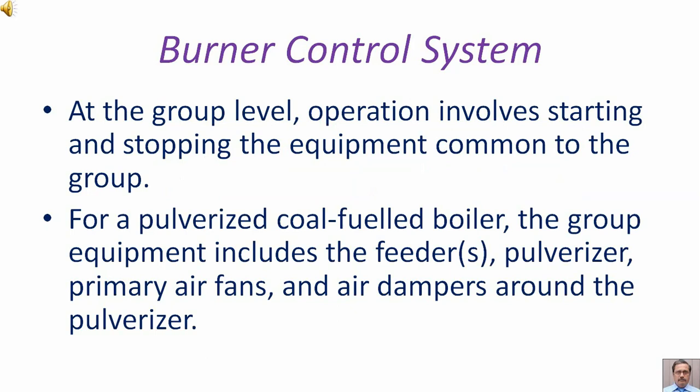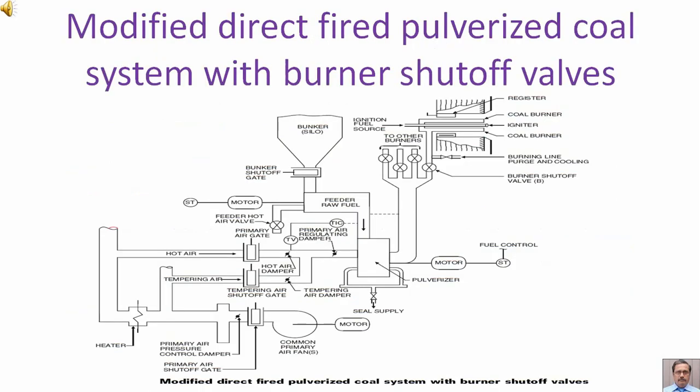At the group level, operation involves starting and stopping the equipment common to the group. For a pulverized coal-fueled boiler, the group equipment includes the feeders, pulverizer, primary air fans, and air dampers around the pulverizer. This diagram shows the feeder, pulverizer, primary air fan, and dampers around the pulverizer.